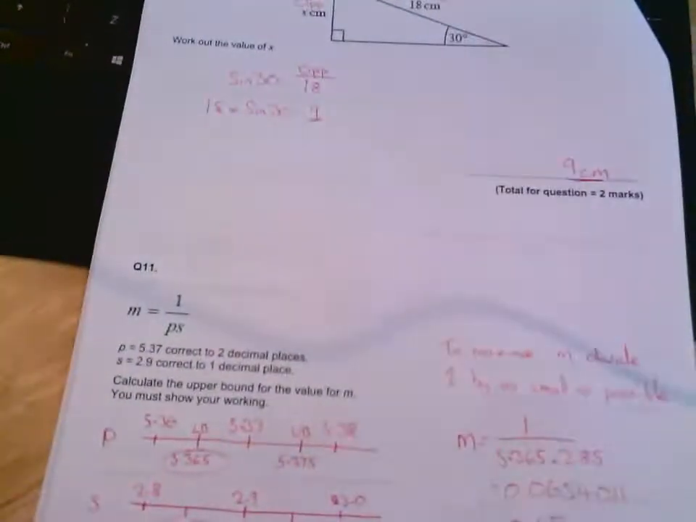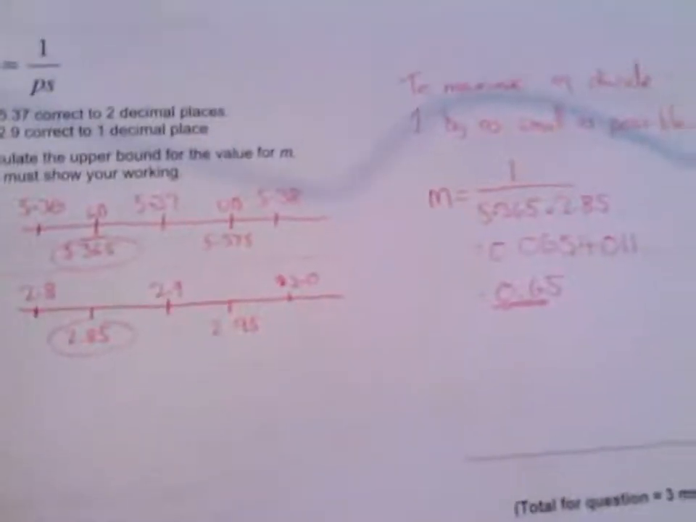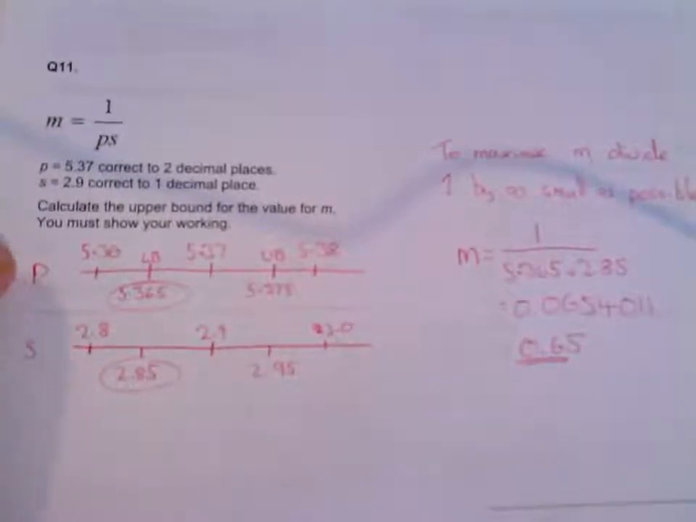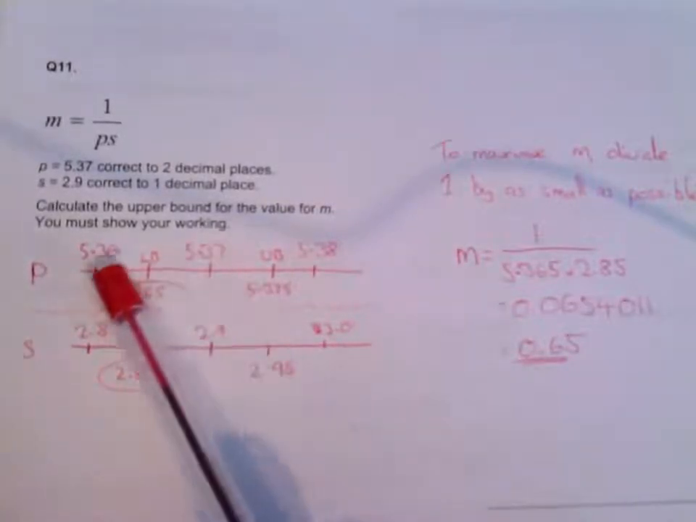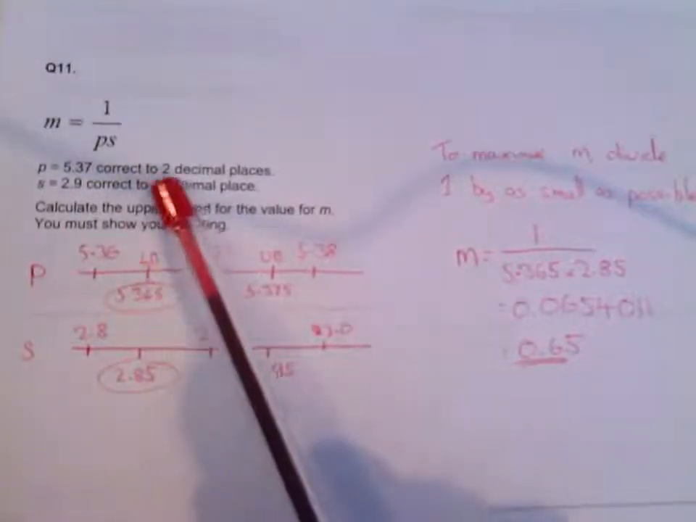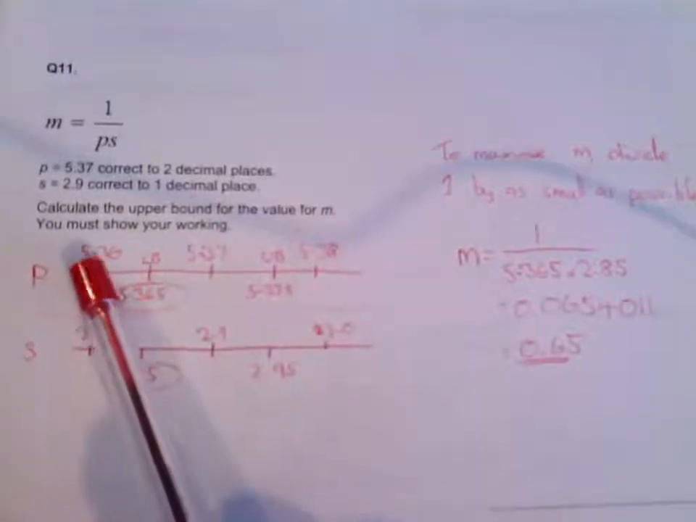Question 11, I've gone in quite a lot of detail here because it's a common question that people make errors on. They seem to find the upper and lower bound of an answer rather than working out the upper and lower bound in the question and then getting an answer from it. So in my demonstration, I've taken the number P and drawn a number line for P. We've got the number that we were originally given, 5.37, and I've gone up and down in both directions, counting in the decimal places that we were rounding to. So 5.37, 5.38 above it, and 5.36 below it.